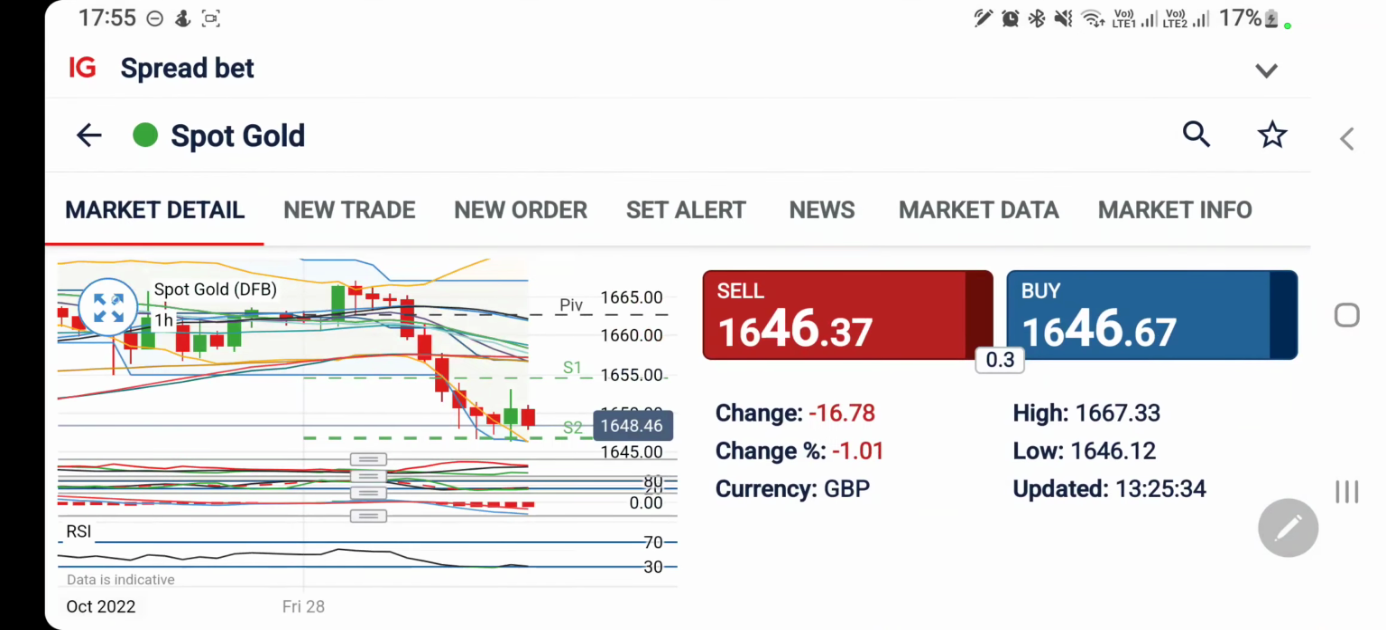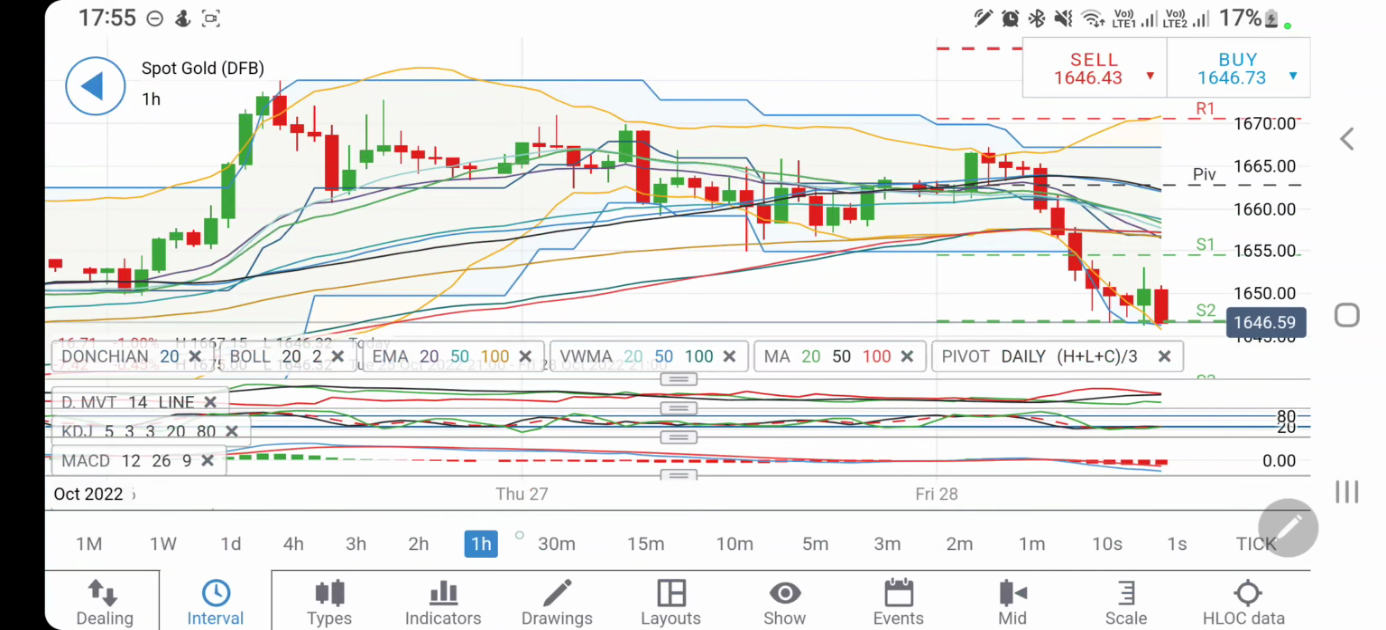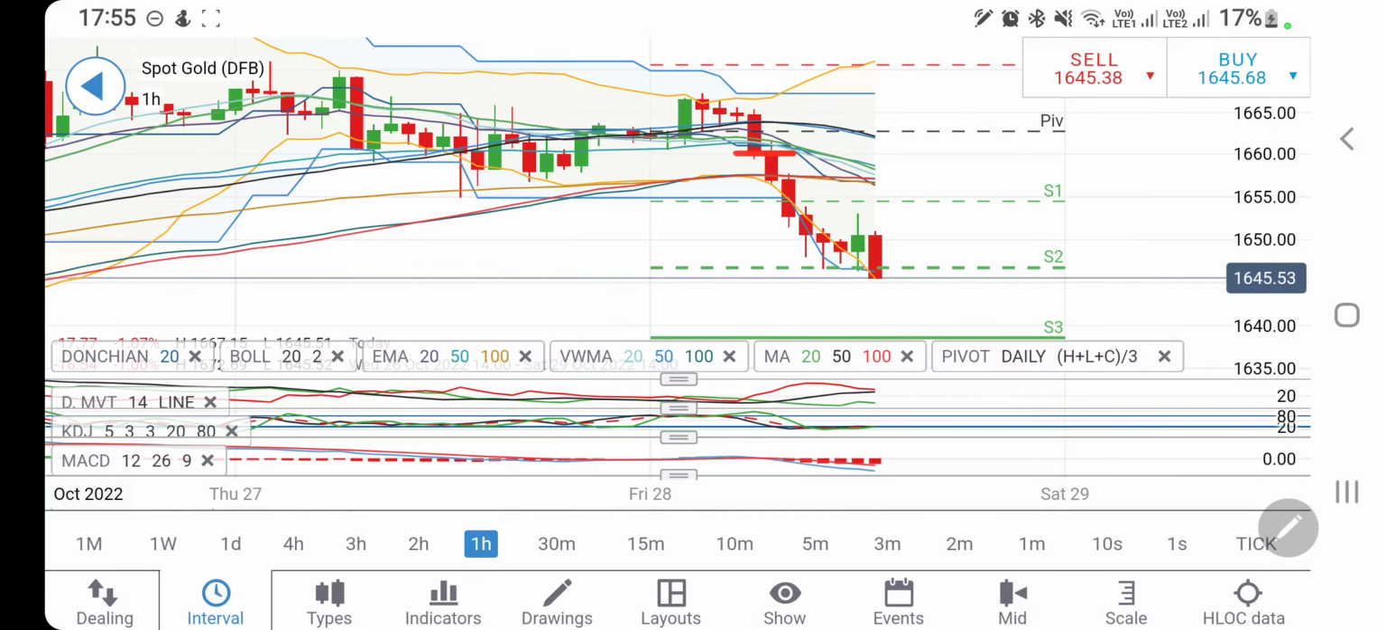Let's start. First, we'll look into gold, followed with Nasdaq 100, and towards the end Dow Jones. Now look at the hourly charts on gold. It tried to stabilize here. Now trading at the support levels at 1645.